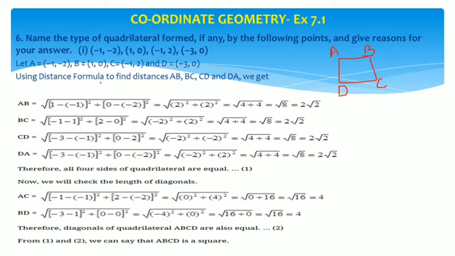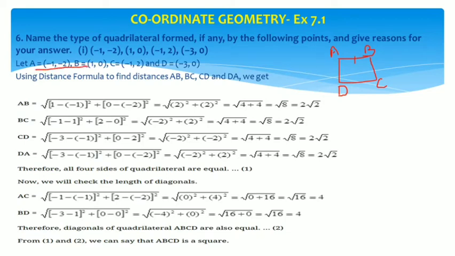Now we have to use the distance formula to find the lengths of the sides and the lengths of the diagonals. One thing we have to keep in mind while solving such questions: whatever order of the points is given in the question, that order should not be broken. Now let me find the sides. First of all, let me find AB.